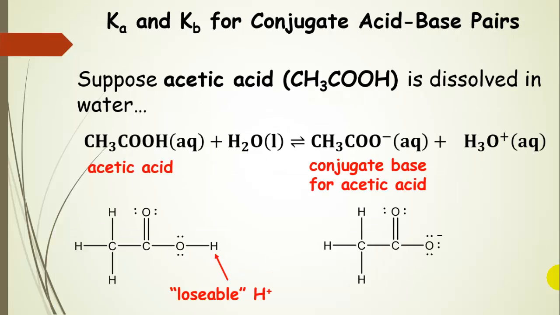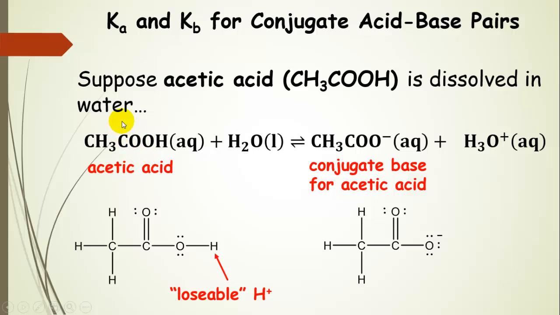Now let's take a look at a specific weak acid, and this is acetic acid. This is what is in vinegar, and we're going to dissolve it in water. So here we have acetic acid, and the reason why it's written this way is just to give you an idea of the structure. So these three hydrogens are bonded to the carbon. That carbon is bonded to this carbon, which is bonded to both of those oxygens.